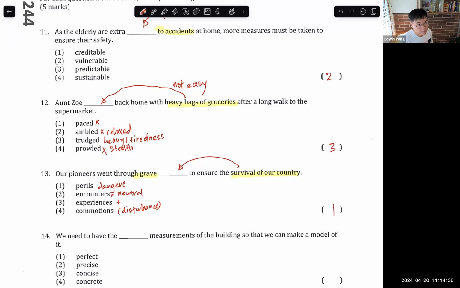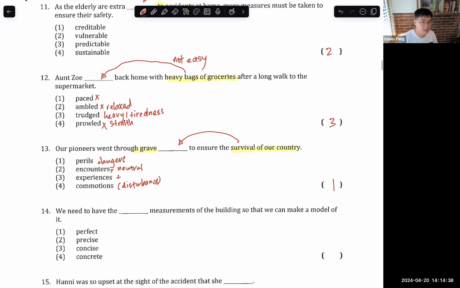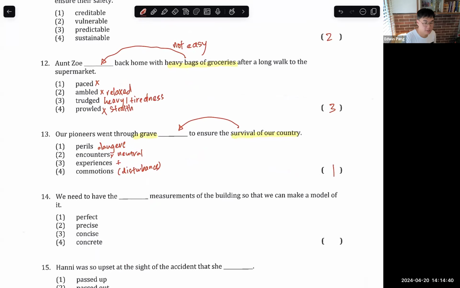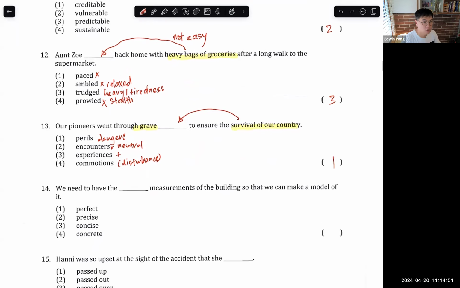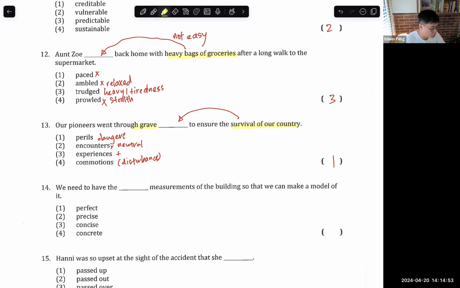Okay, perils. Perils are dangers, okay? Extreme danger that can threaten one's life or well-being. Okay, that's a peril. Though I think most people don't use this word nowadays, right? Peril is quite uncommon in normal vocabulary, okay? You just say danger, okay?